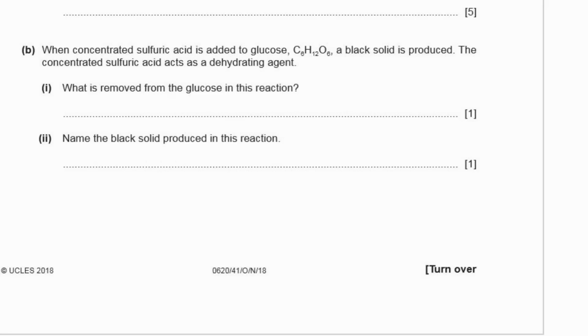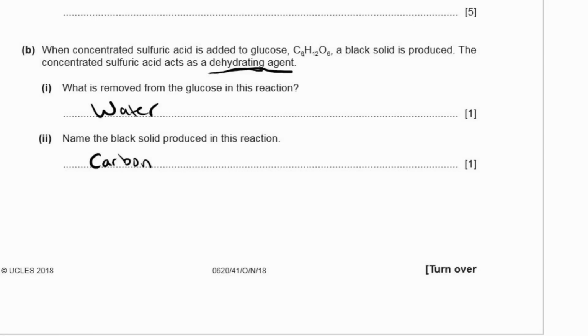B. When concentrated sulfuric acid is added to glucose, C6H12O6, a black solid is produced. The concentrated sulfuric acid acts as a dehydrating agent. So that is a hint. What is removed from the glucose in this reaction? Well, when you dehydrate something, you're removing the water. So they're kind of giving it to you there. It's water that is removed. And name the black solid produced in this reaction? Well, it's carbon.